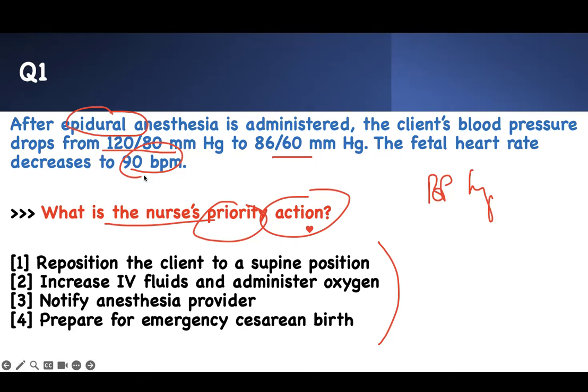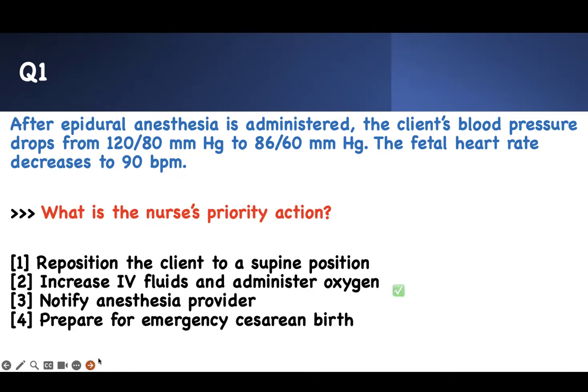It's a prioritization. Which one should you do? Reposition the client in a supine position, increase IV fluid and administer oxygen, or notify the anesthesia provider, followed by C-section? The right answer is number 2. Let's break it down. We're going to look at each answer choice and think about it. What is the main problem?